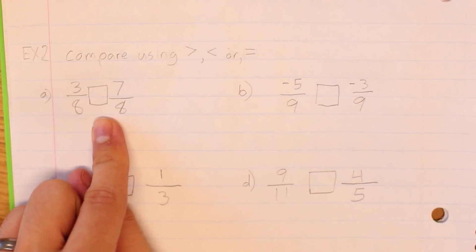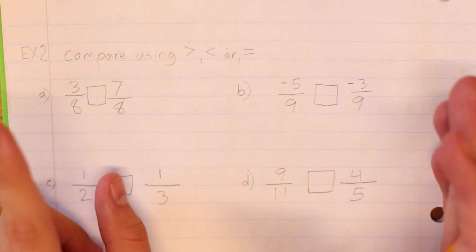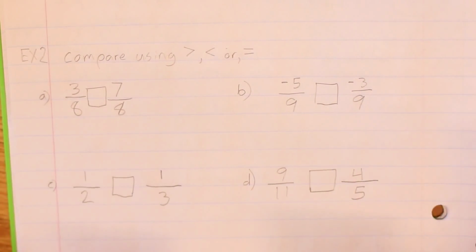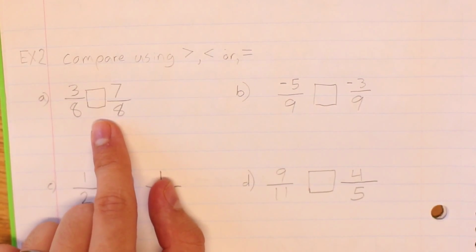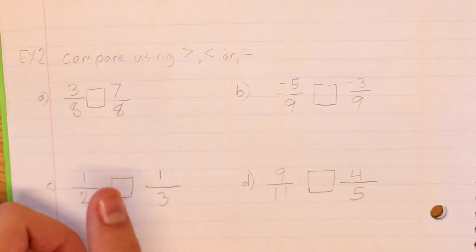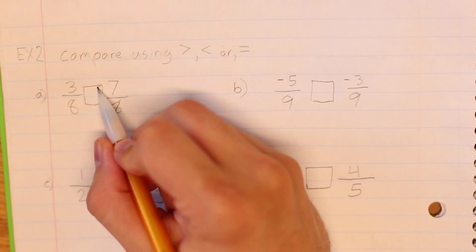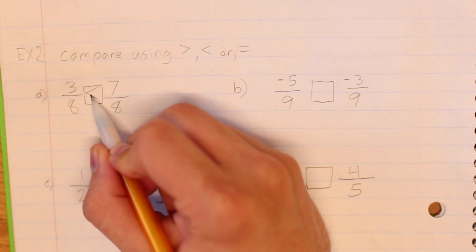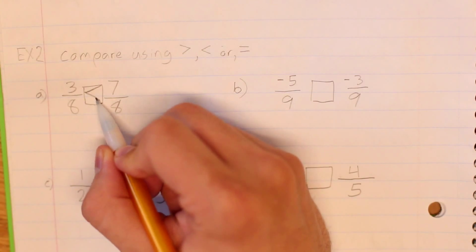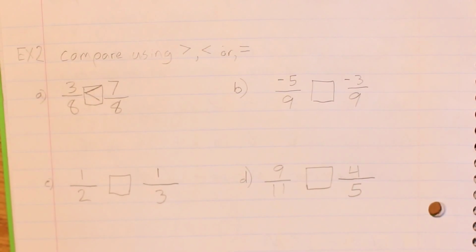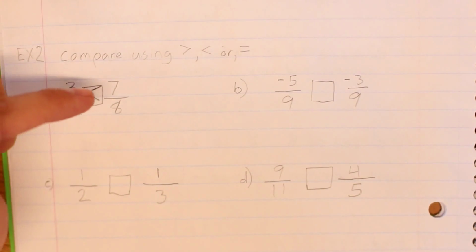This first comparing problem should be very easy. Remember, you can always pause the video if you need to copy stuff down, feel free. But this first comparing problem, we have 3/8 compared to 7/8. Which is larger? I hope you know fractions well enough to know that 7/8 is the bigger fraction. So you're going to put that like so, okay? That is the larger fraction right there.